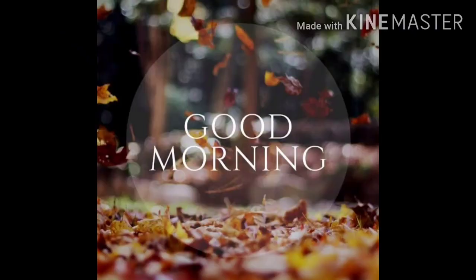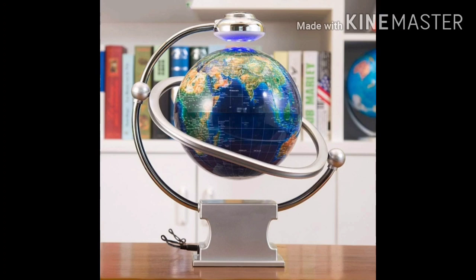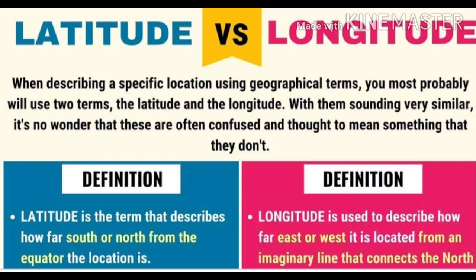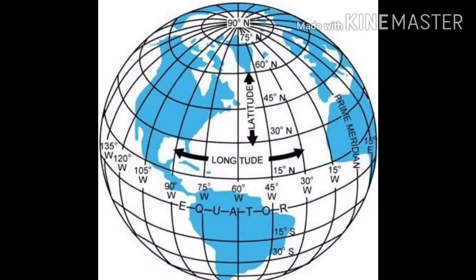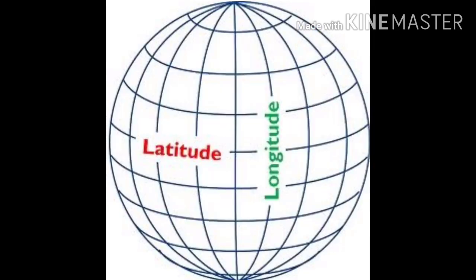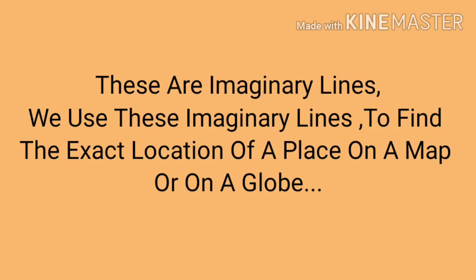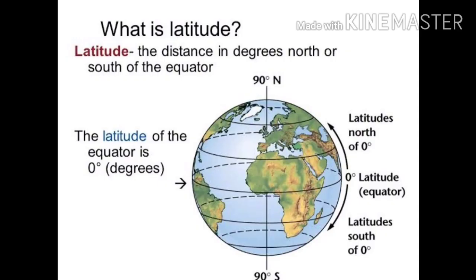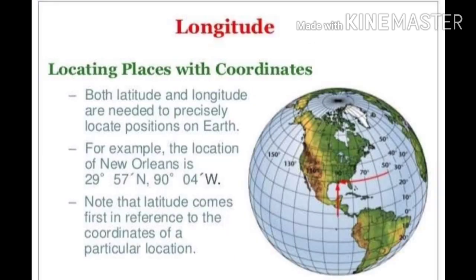Good morning, students. Today we will learn how to locate a place on the globes by studying latitudes and longitudes. Students, we can see a number of lines that run from north to south and east to west on a globe. These are imaginary lines. We use these imaginary lines to find the exact location of a place on a map or on a globe. These imaginary lines are lines of latitude and longitude.